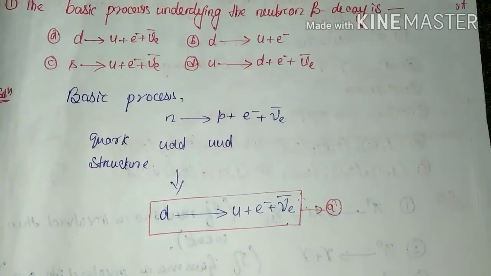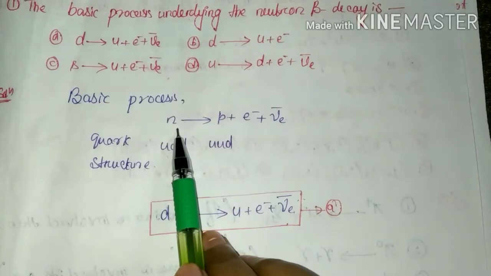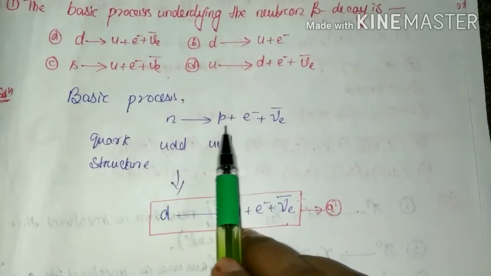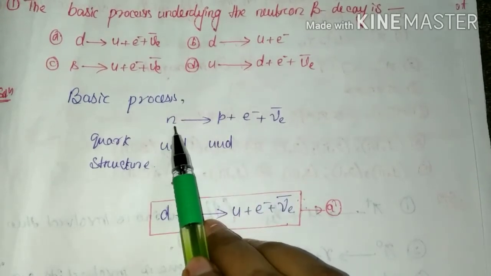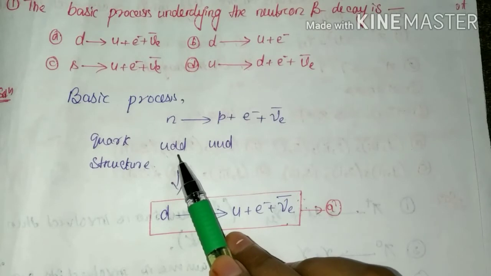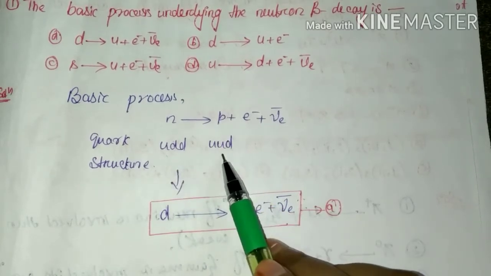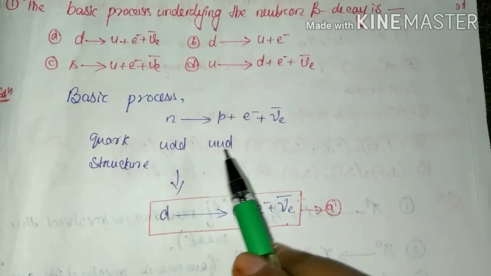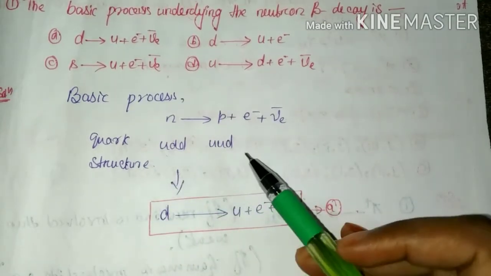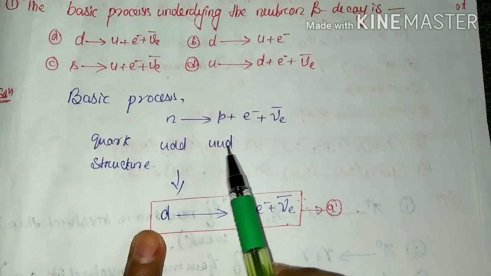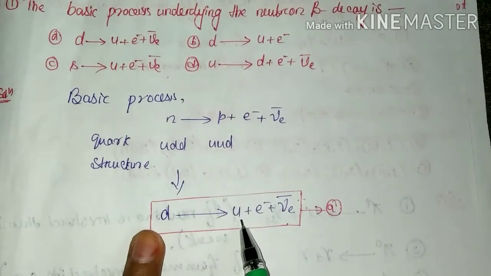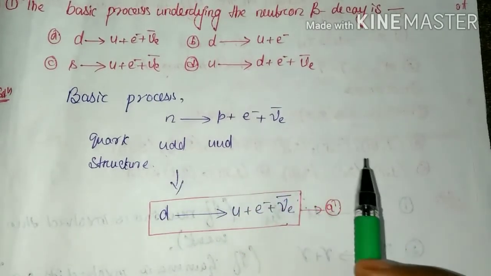What happens is a neutron decays into a proton, an electron and a neutrino. Now this neutron consists of what? 1 up quark and 2 down quarks, and the proton has 2 up quarks and 1 down quark. This is the quark structure of neutron and proton. So if you see here, taking the quark structure, on the left hand side you will have only D, and on the right hand side for the proton you will have only U, and these terms will remain as they are, right?